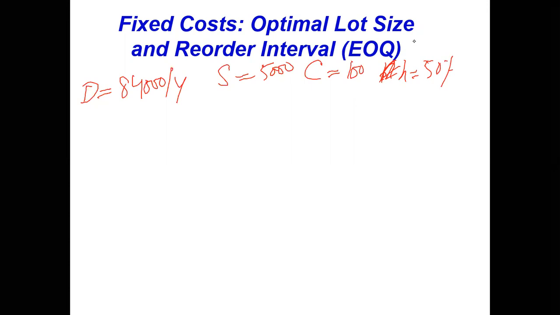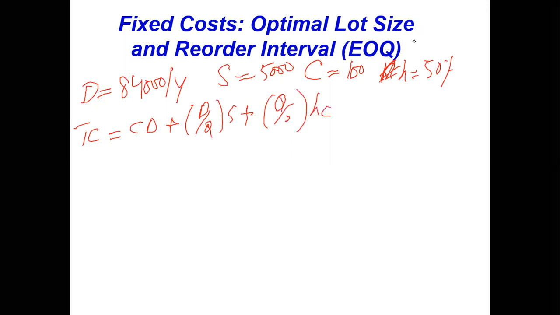So we'll put it in the formula of total cost. The formula for total annual cost was CD plus D by Q times S plus Q by 2 times HC. And I asked you to take any number of Q that you think is a better quantity to order in such a scenario, and you had to submit the answer.